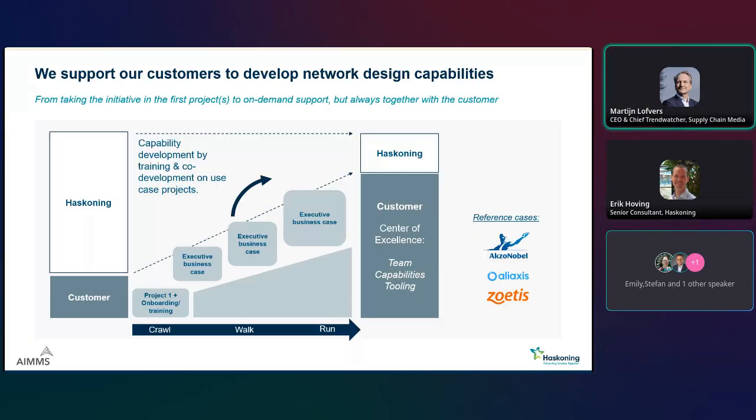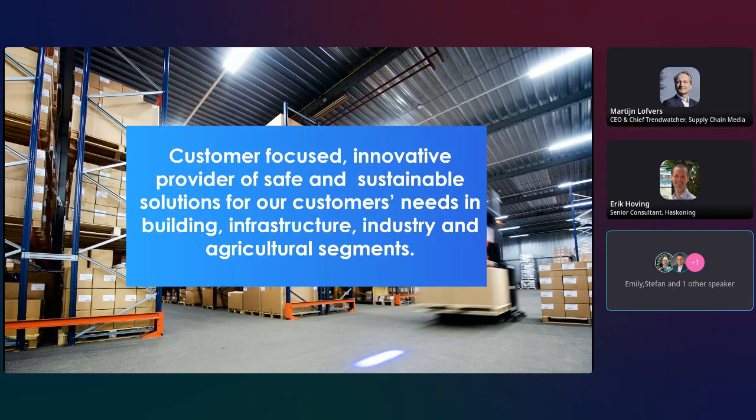All right. Okay, next we go to Aliaxis. So Stefan, maybe you can explain what kind of company Aliaxis is, and then we get into the network design project. Sure. Basically, as a starting point, Aliaxis is the world's largest plastic pipe manufacturer. So obviously, we have our focus on the customer. We provide safe and sustainable solutions, and we serve them in 4 segments, which we call building, infrastructure, industry, and agriculture.